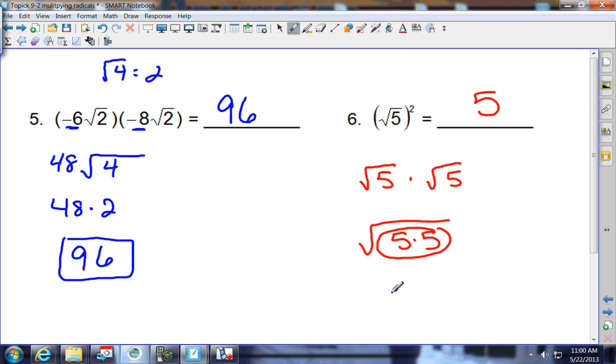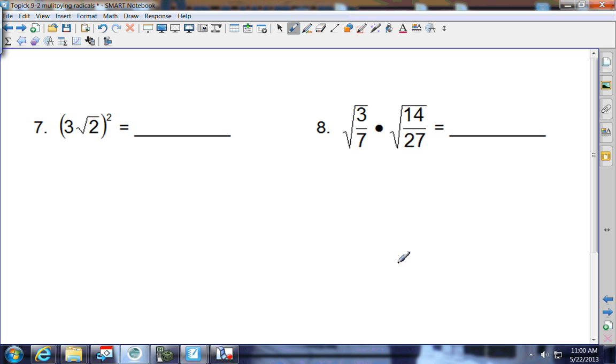See, because they're both under, because think about it. 5 times 5 is 25. What's the square root of 25? 5. All right.